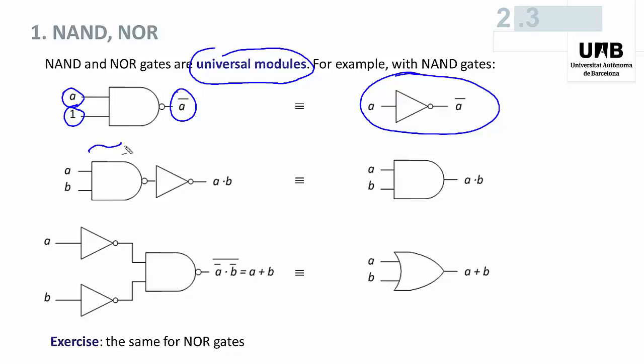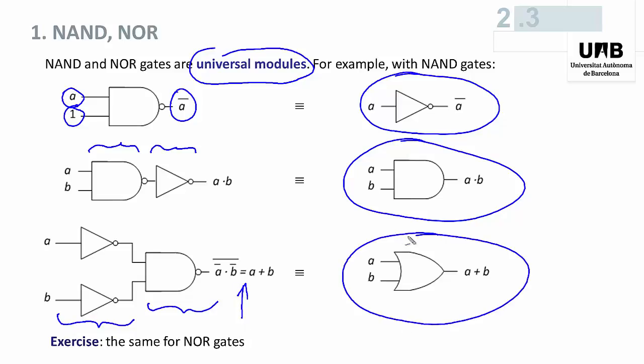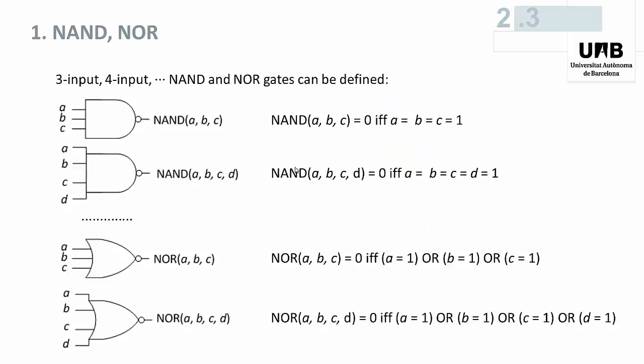With a NAND and an inverter, you can implement the AND function, and with a NAND and two inverters, taking into account the Morgan law, you can implement the OR function. As an exercise, you could try to demonstrate the same property for NOR gates. If you understand the symmetry property of Boolean algebra, it's very easy.